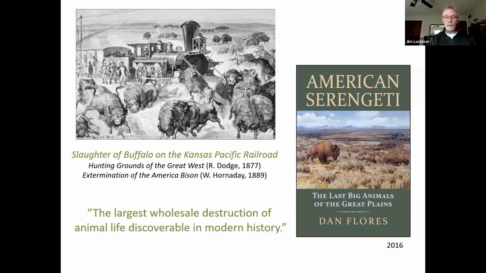Part of the reason that bison were exterminated, or in a sense so easily exterminated in this part of the world, is because the railroads were reaching out into it, and so there was a way to haul the products, basically bison robes, back to the eastern markets. Ironically, this image, which was published in 1877, was reprinted in a paper called "Extermination of the American Bison" by William Hornaday, which is credited with actually saving the bison from extinction, his publication.